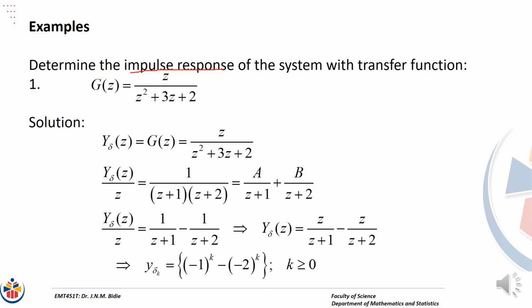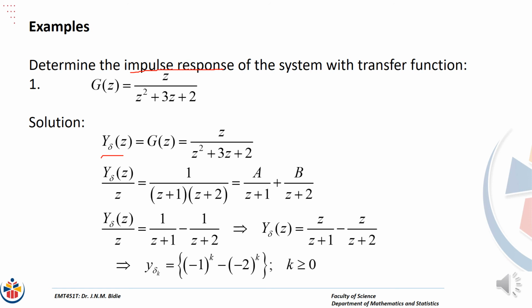You're given the transfer function. The first thing that you need to recognize is that Y delta(z) is equal to G(z), because we've not been asked to find the inverse of the transfer function. We've been asked to find the impulse response, which is y delta(k). So therefore, we need to change the notation from G(z) to Y delta(z).